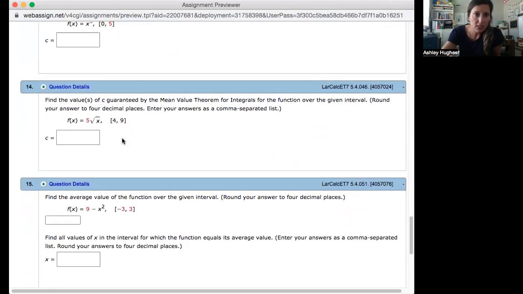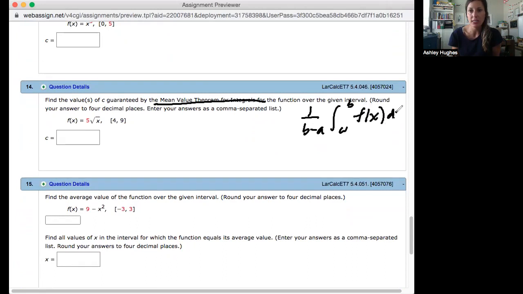Let's do number 14 since that's a square root. All right, so find the values guaranteed by the mean value theorem for integrals. That is 1 over b minus a, the integral from a to b of f of x. Remember, it's kind of like the idea that you're summing up all the values and you're dividing by the width, and that gives you the average value of the function.